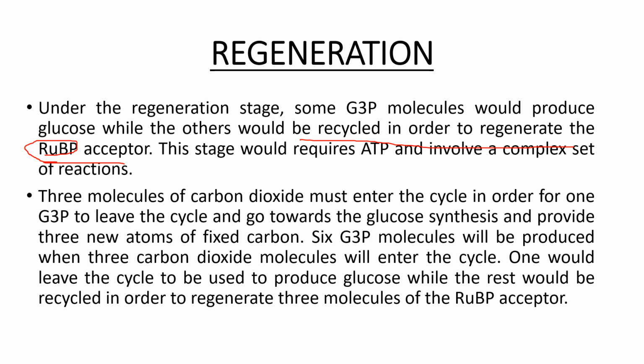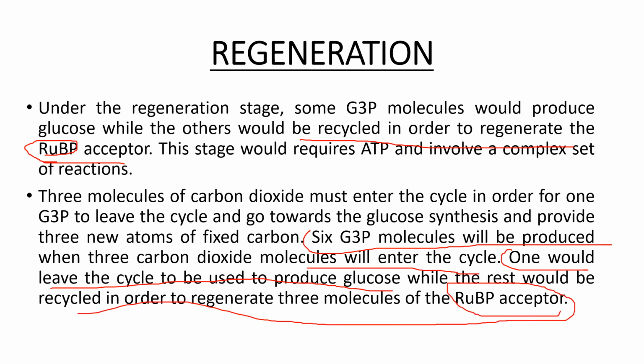So three molecules of carbon dioxide enter the cycle in order for one G3P molecule to leave the cycle and go on to glucose synthesis, and they provide the three new atoms of fixed carbon. So there are 6 G3P molecules which will be produced when the 3 carbon dioxide molecules enter the cycle. The cycle will be represented covering all these steps in detail. So one would leave the cycle to be used to produce glucose, while the rest would be recycled in order to regenerate 3 molecules of the RuBP acceptors.